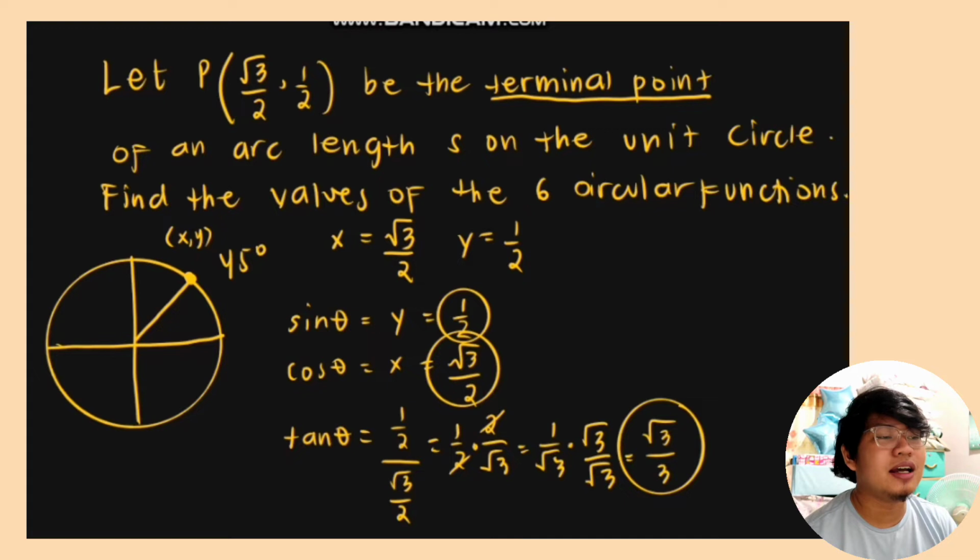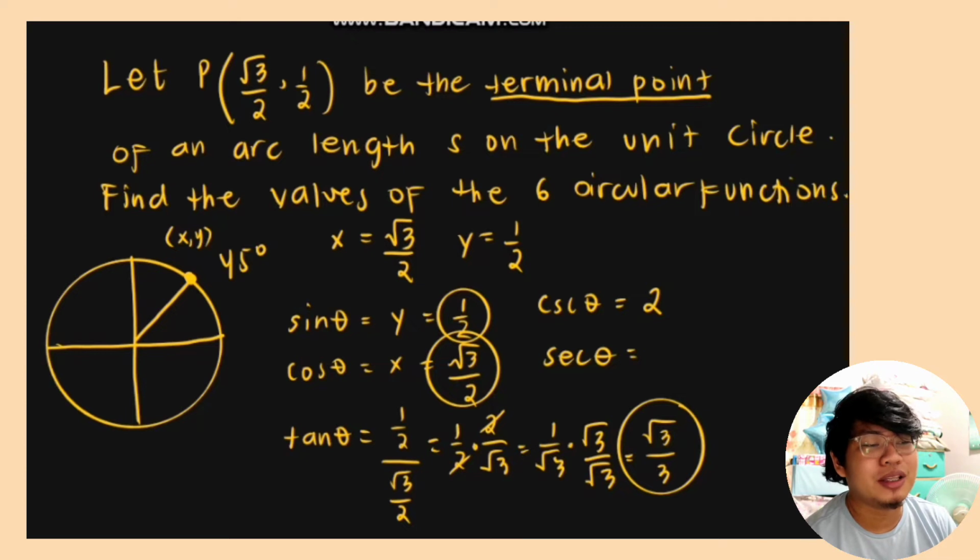Now, for reciprocal functions, mas madali na lang itong makuha. Because cosecant theta is the reciprocal of 1/2, which is 2. Secant theta is the reciprocal of square root of 3 over 2 pala, I mean. So, secant theta is 2 over square root of 3. And then, rationalization, square root of 3 over square root of 3. This is equal to 2 square root of 3 over 3.